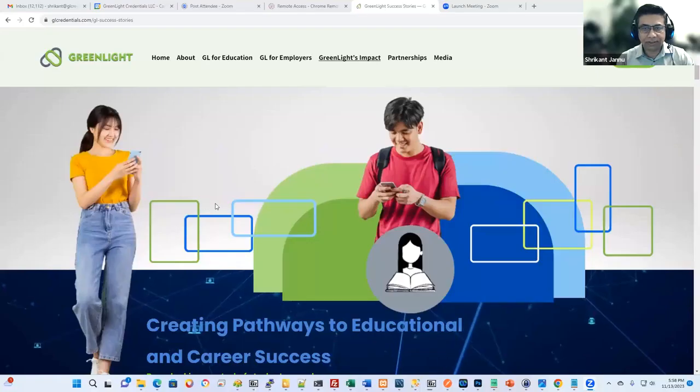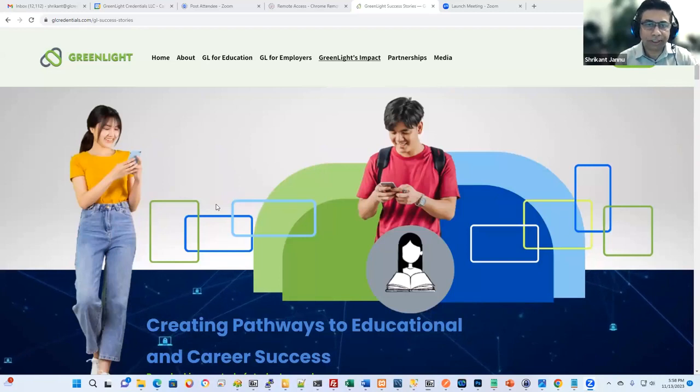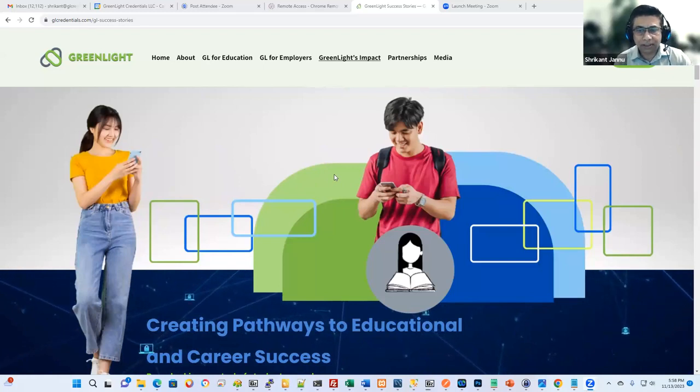The primary focus of my company is to connect students to educational opportunities, employment opportunities, scholarship opportunities by removing the friction in their pathway to educational and career success. And we do that by issuing or allowing the partner educational institutions that we work with to issue verifiable credentials.